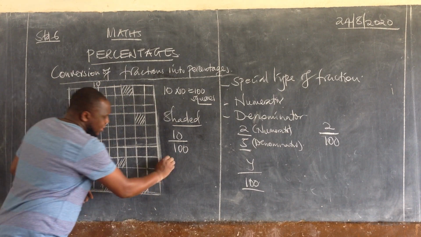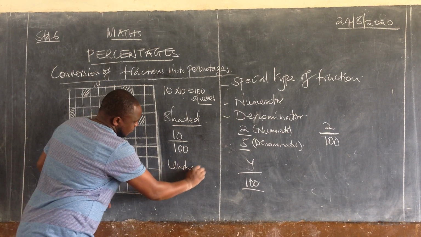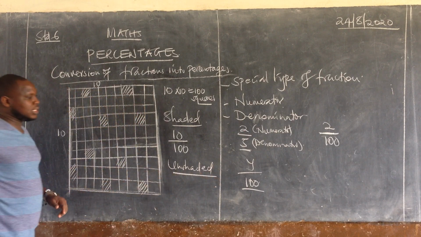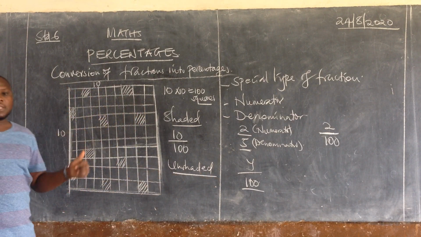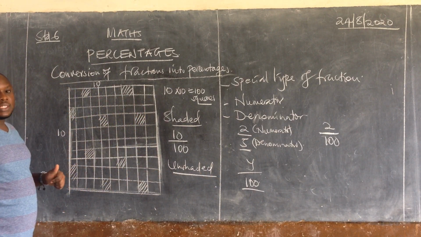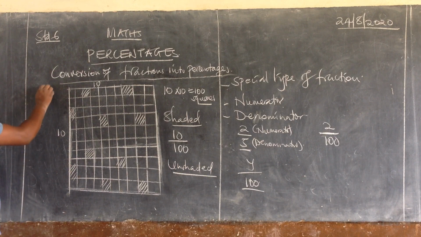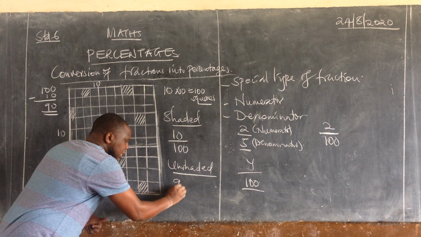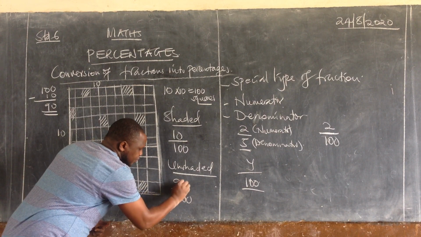Also we can have the unshaded squares. The unshaded squares, if 10 are shaded and the total squares are 100, meaning that if you take 100 minus 10, you will get 90. So 90 are not shaded, and so you say 90 out of 100.